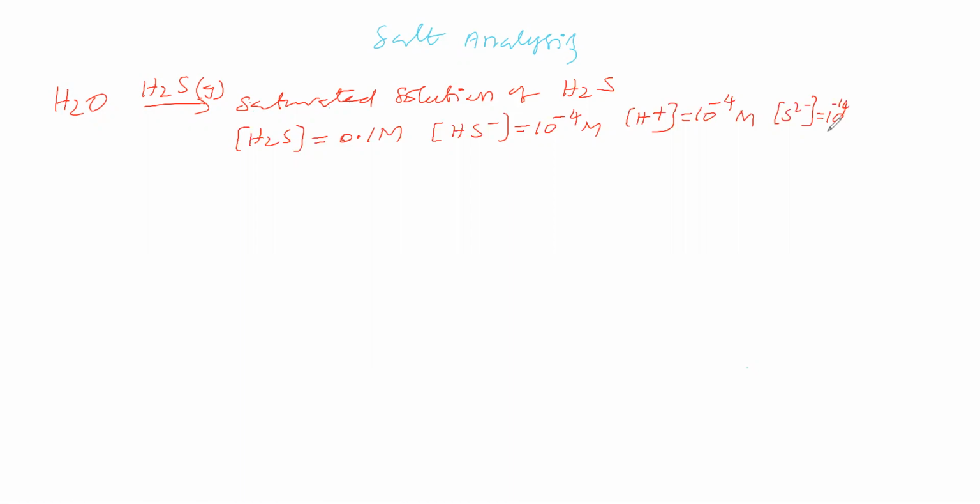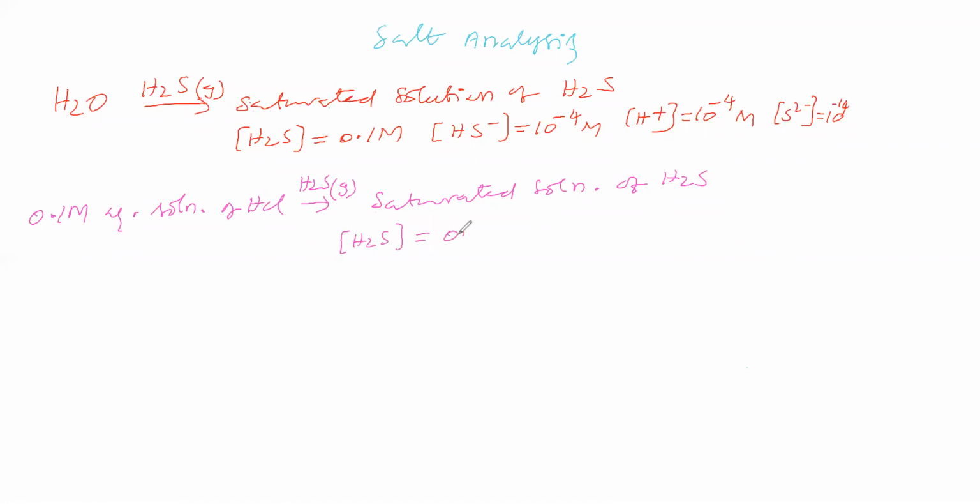Next we will take 0.1 molar aqueous solution of HCl. To this we will pass H2S gas. We are getting a saturated solution of H2S. In this solution, we will see the concentration of different species.